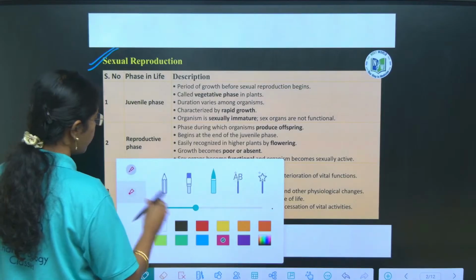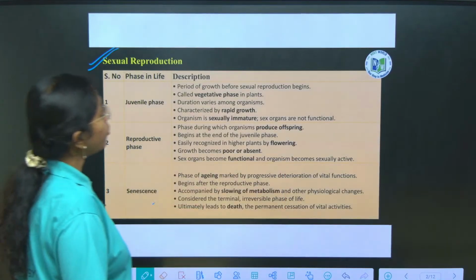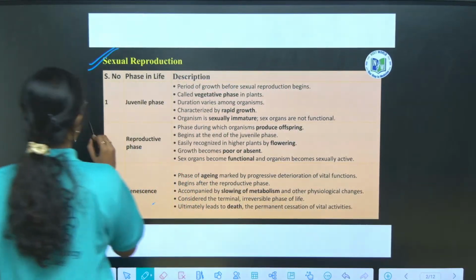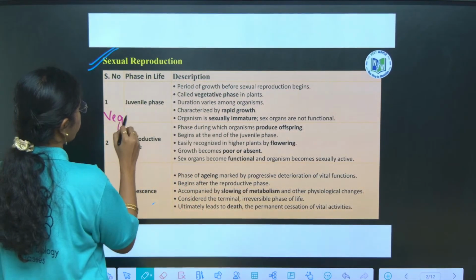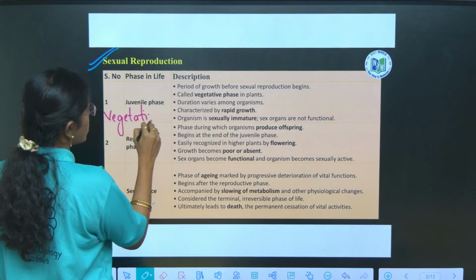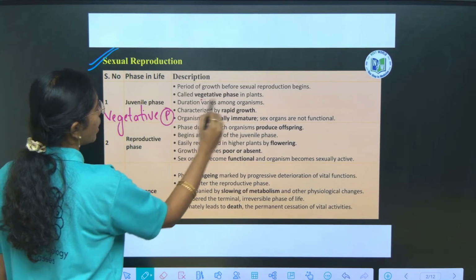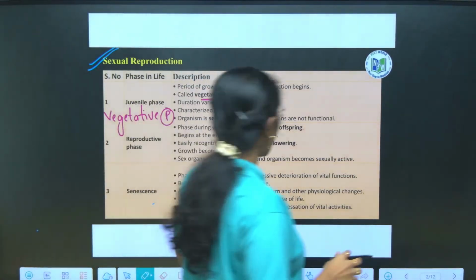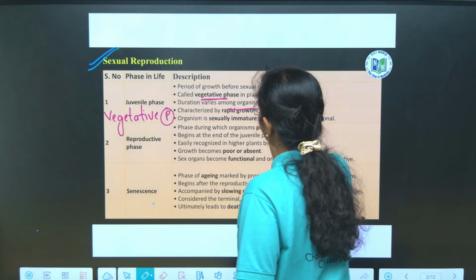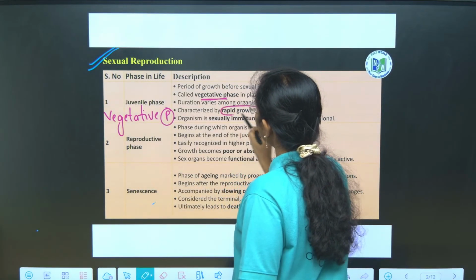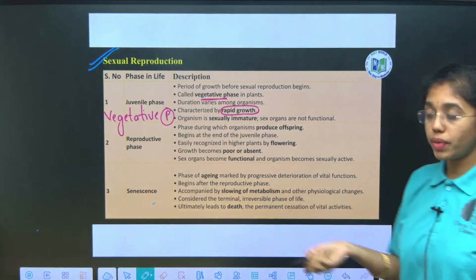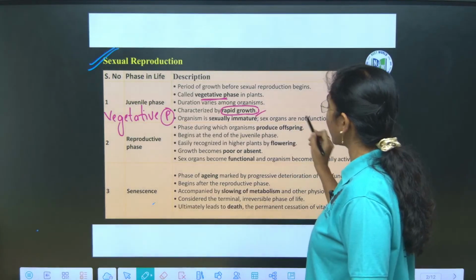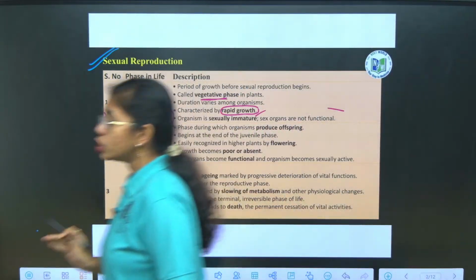This is a period of growth before sexual reproduction begins, and the juvenile phase can also be called the vegetative phase. The duration will vary among organisms. Rapid growth is observed in these organisms during the juvenile phase, and the organism is sexually immature; sexual organs are not functional in the juvenile phase.